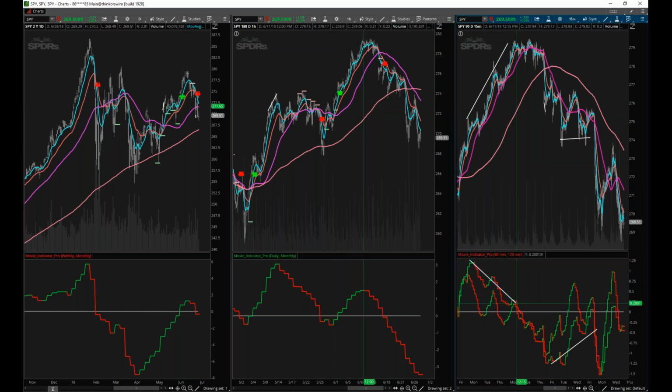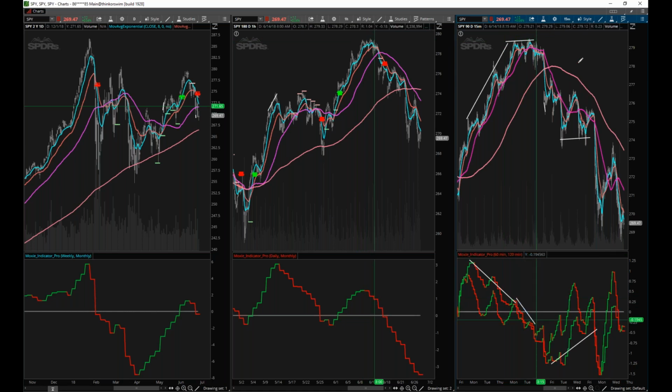That's divergence. And if you look here, we have price doing kind of a double top area, and then we have the indicator going under 0. So now the indicator is actually in negative territory. And then what do we have? We have price underneath the 50, and we have the Moxie indicator underneath 0. That's my rule. There you go. There's the 2-part rule: price under the 50, indicator below 0, get out.